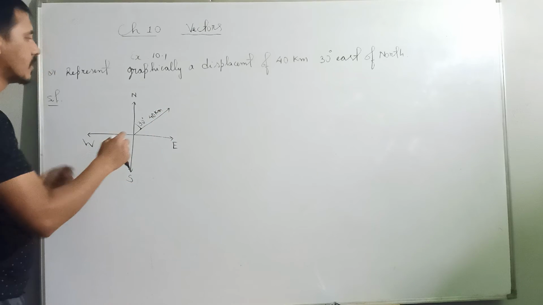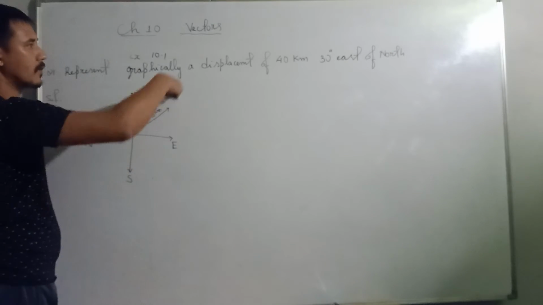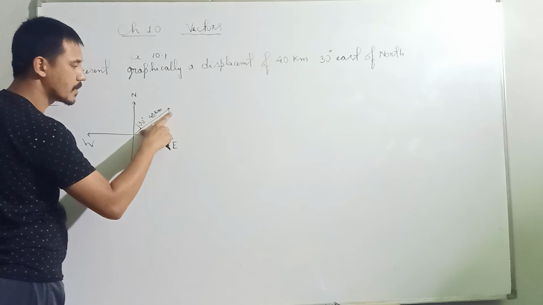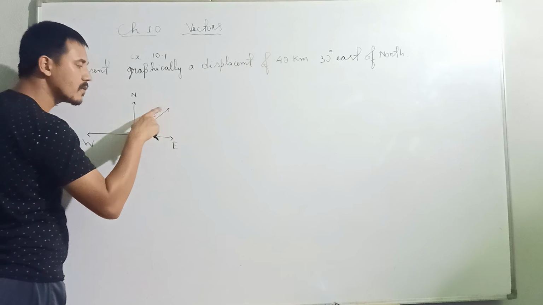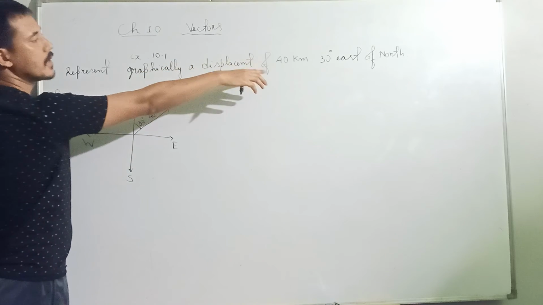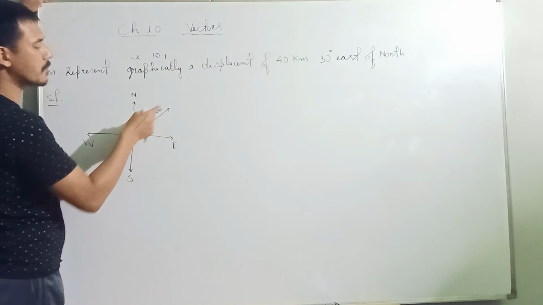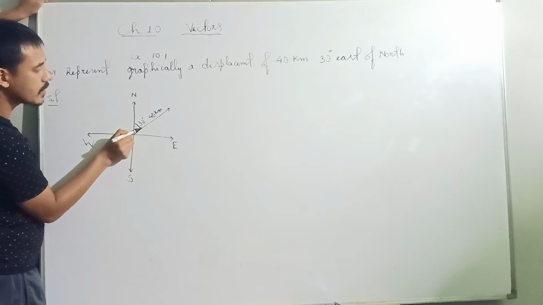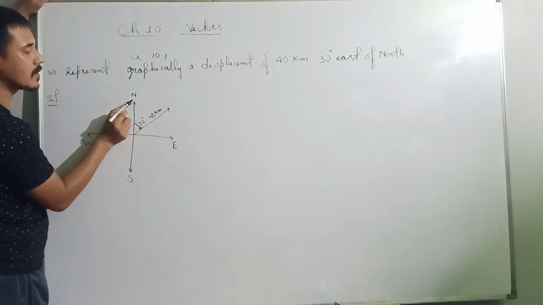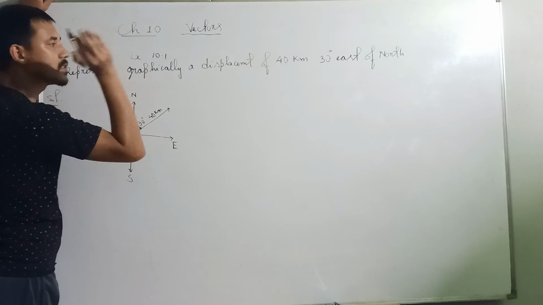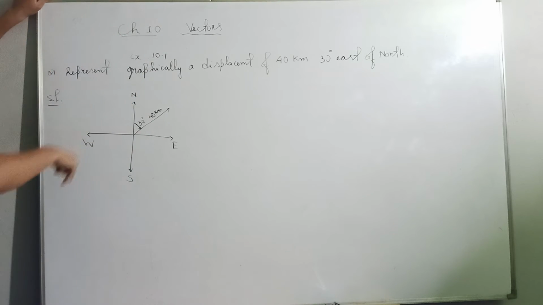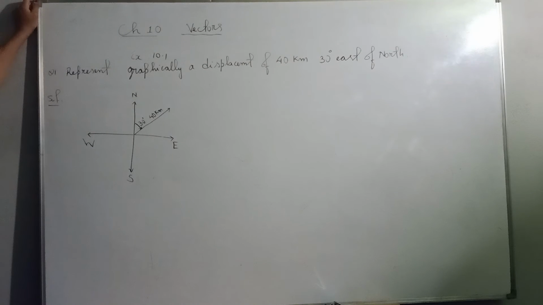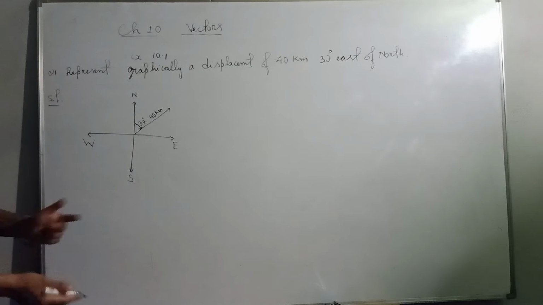Is it okay? Here I cannot draw 40 kilometers in this board. So just 40 kilometers is represented by this directed line. The length of this directed line is the magnitude of the displacement, 40 kilometers, and the direction is 30 degree towards east starting from north, so northeast. So your displacement is 40 kilometers northeast. Is it okay? So this is how you represent graphically. Very simple question.